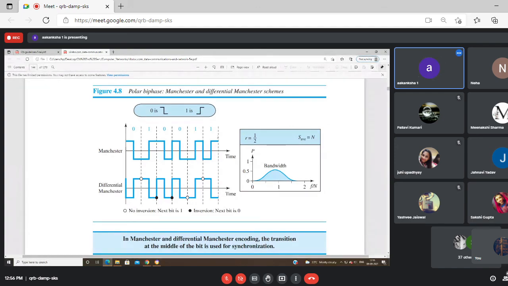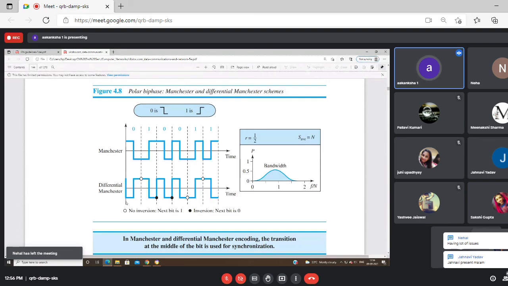Here we have resolved the problem of DC component also, because in the middle of the bit we are doing transition. Fine. And we are also doing synchronization. Then differential Manchester says no inversion if the next bit is 1, and if the next bit is 0, we invert the polarity.